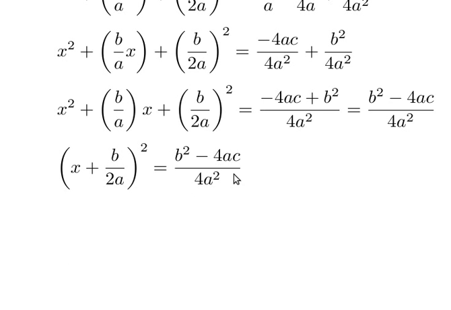Equals b squared minus 4ac all over 4a squared. Okay, so now we have x plus b over 2a quantity squared equals b squared minus 4ac all over 4a squared. But we have this square here.